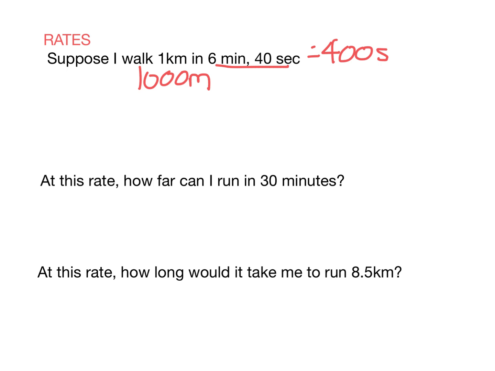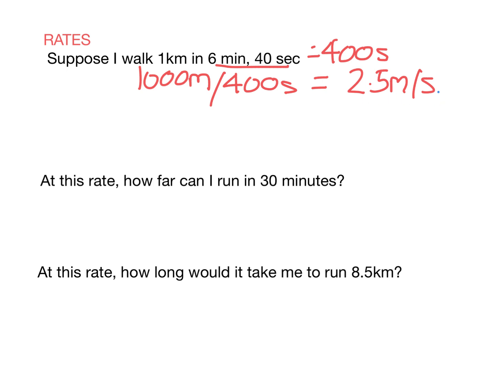So I am walking at 1,000 meters per 400 seconds. So 1,000 divided by 400 is 2.5. You can use your calculator for that. I am walking on average 2.5 meters every second. Doesn't mean I go exactly 2.5 meters every single second. This is just an average. So 2.5 meters per second.